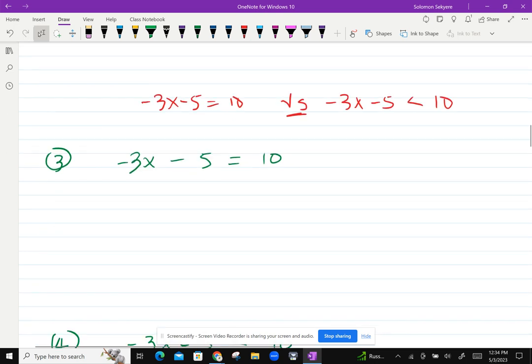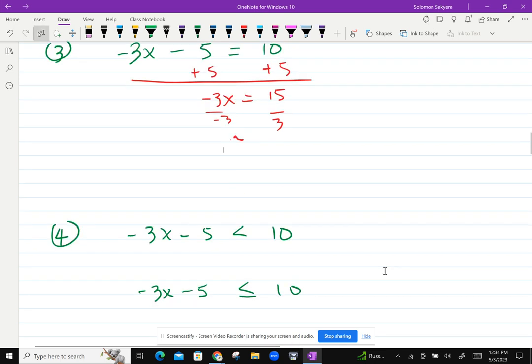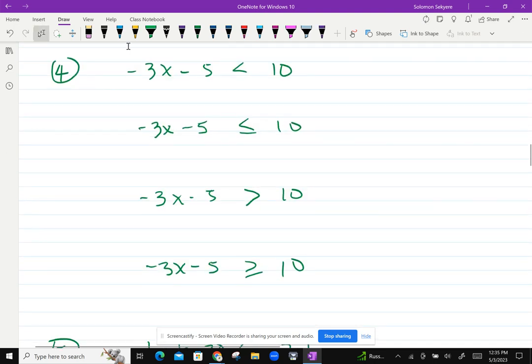But let's get to this one here. What about negative 3x minus 5 equals 10 versus negative 3x minus 5 is less than 10? What's the difference? Okay, so here, the equation, same thing, plus 5, and I'll end up with negative 3x is equal to 15, and I divide both sides by negative 3, and I say my answer is x equals negative 5, right? I'm done. Okay, but when it comes to inequalities, here's the difference.